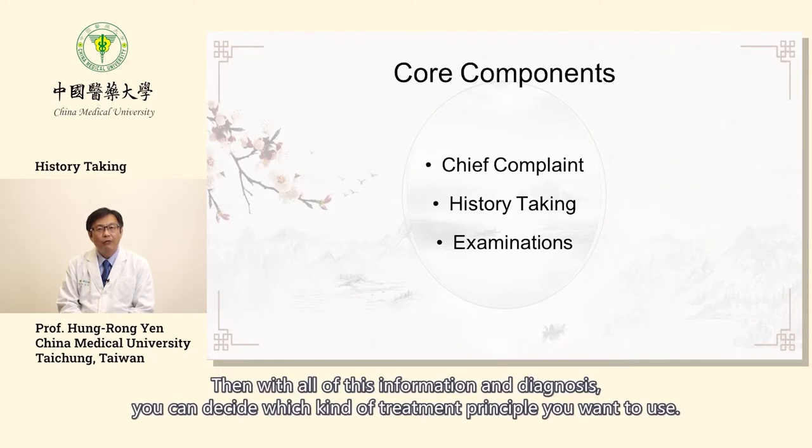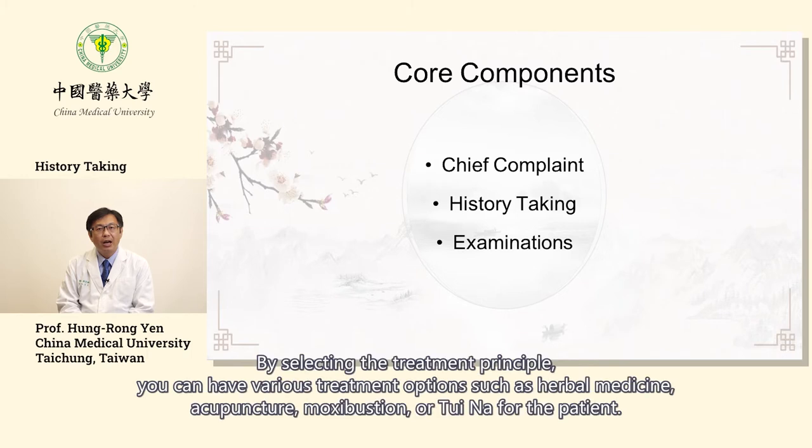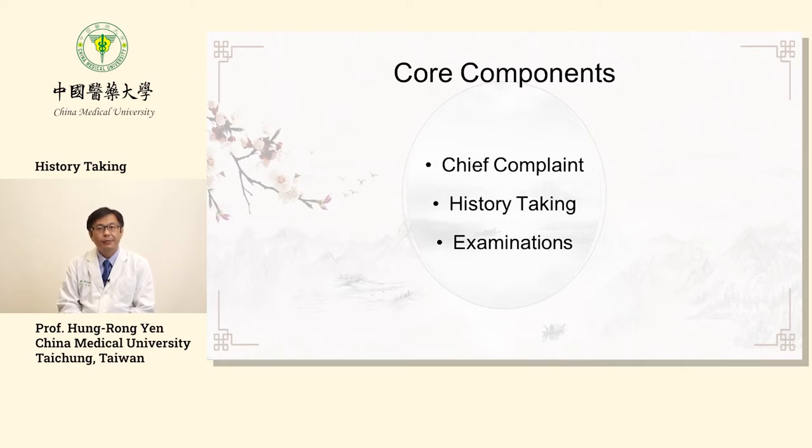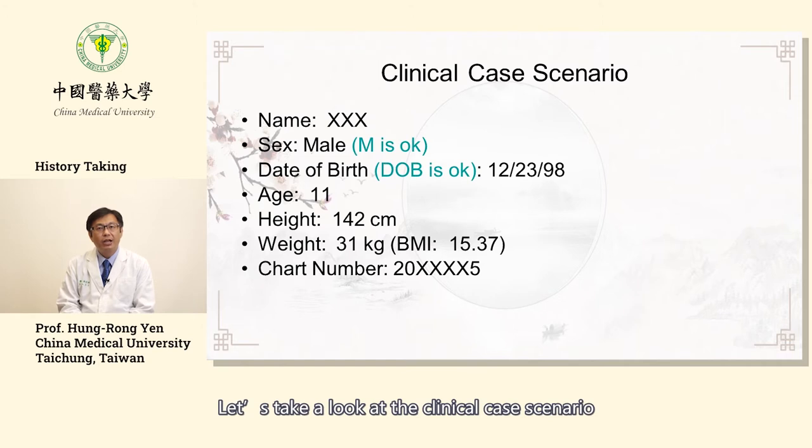Then with all of this information and diagnosis, you can decide which kind of treatment principle you want to use. And by selecting the treatment principle, you can have various treatment options, such as herbal medicine, acupuncture, massage, or tuina for the patient. So let's take a look at this clinical case scenario.